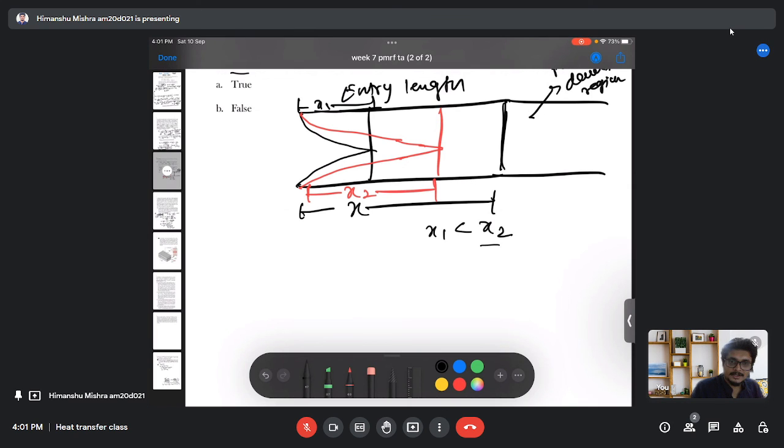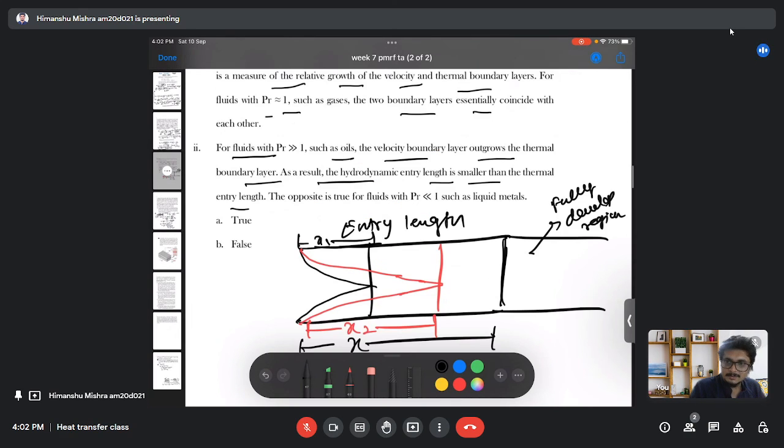That means for a higher value of the Prandtl number, the hydrodynamic boundary layer will develop quickly within a shorter length of the channel compared to when the Prandtl number is of lower magnitude. So my second statement is also correct. The correct option is A. This is true.